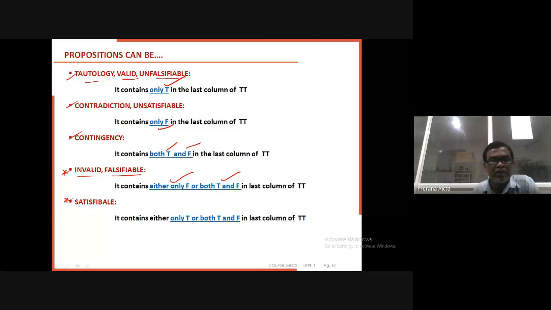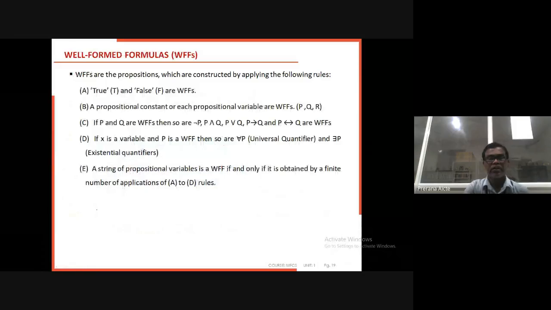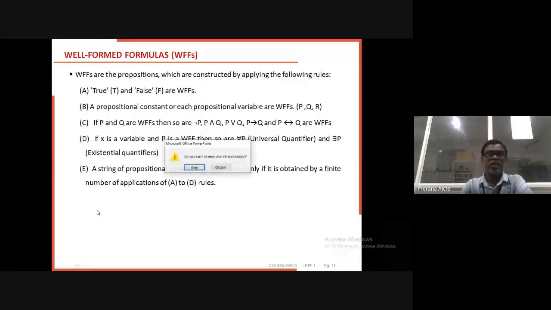Coming to the last one, satisfiable. It should contain either only true or both true and false in the last column. Then I can say that the proposition is satisfiable. So this is regarding what we can say about tautology, contradiction, and contingency, and similarly the other related terminologies.